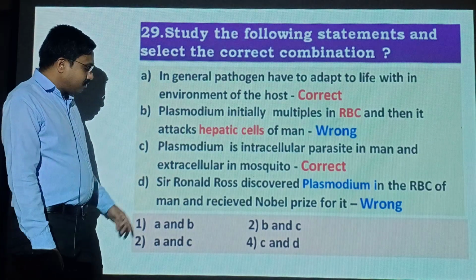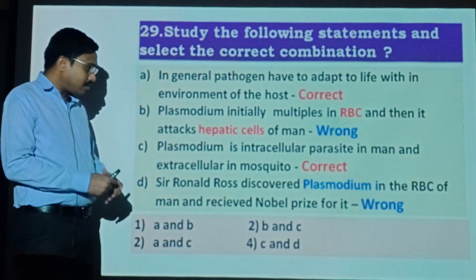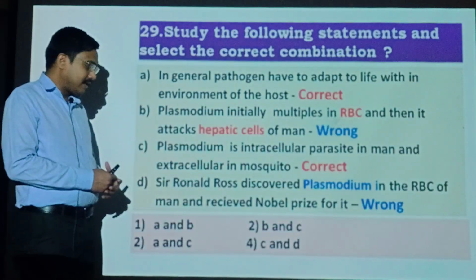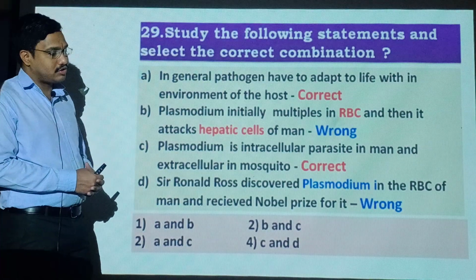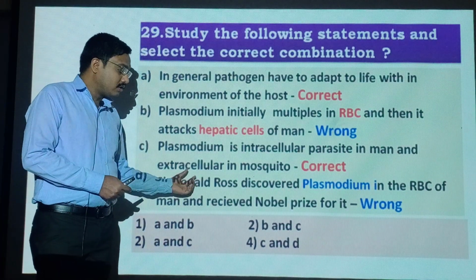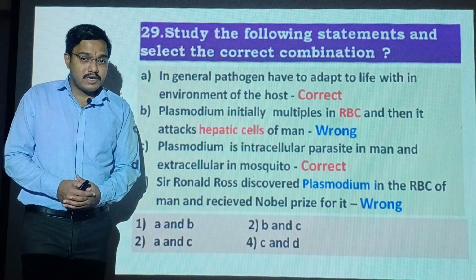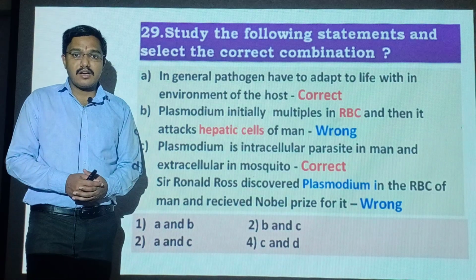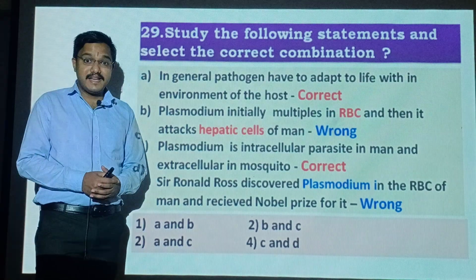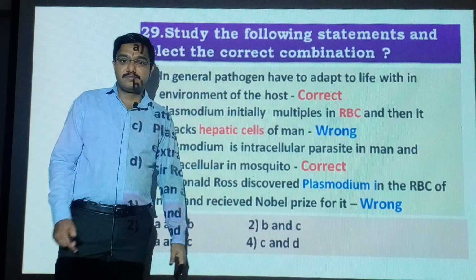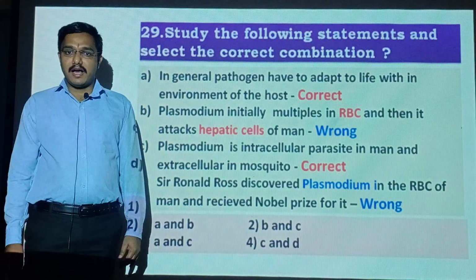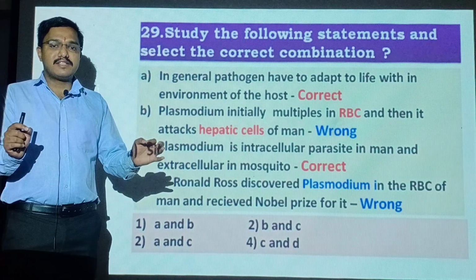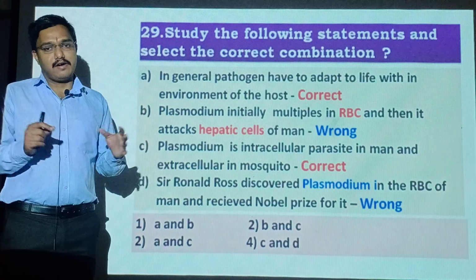Okay, now statement number 4. Sir Ronald Ross discovered Plasmodium in the RBC of man and received Nobel Prize for it. See here, this statement is wrong because Ronald Ross, he is a British army doctor, but he did not discover Plasmodium. He reported that infected female Anopheles mosquito spread the malaria.